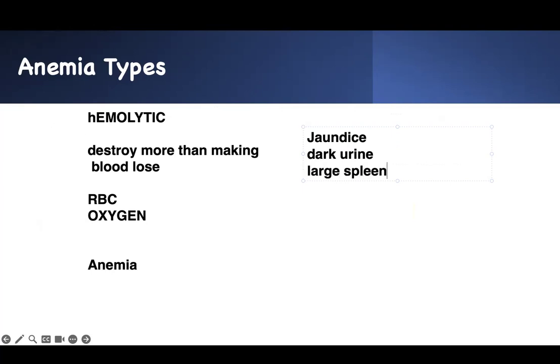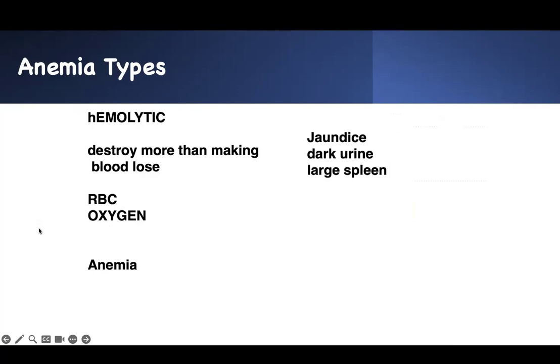So these are some of the things. Why am I giving you these little things? These little things will help you make a diagnosis in the case study. So if I give you a case study and I say the patient has jaundice, dark urine, and an enlarged spleen, you know this is not iron deficiency anemia. This may be we're destroying something, and this is hemolytic anemia. Those are the things you have to pay attention to. You have to monitor for hypoxia and organ damage.